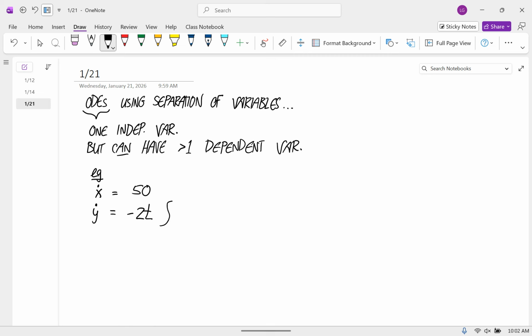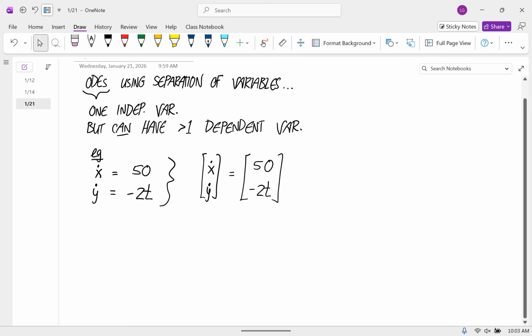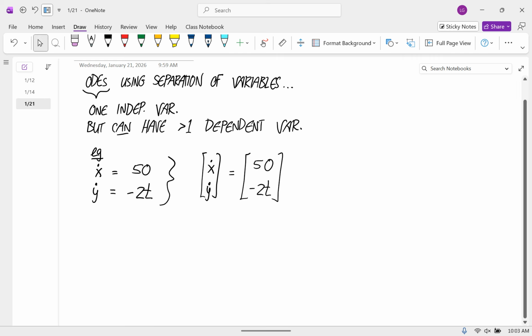And you could write this in vector form. Well, that's an example of one independent variable, t, and two dependent variables, x and y. We're going to do that stuff all the time. That's just doing kinematics in vector form. But there's one thing that you need to keep in mind.